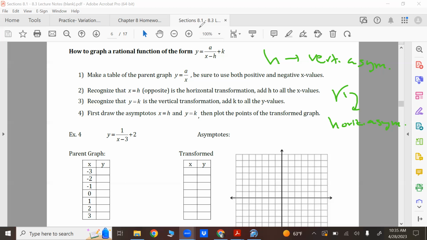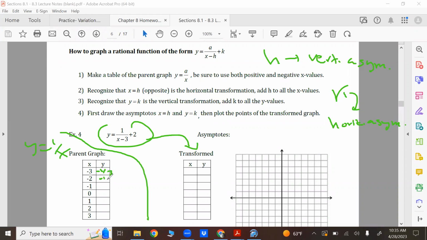So, all right. Here's another one, right? So let's plug in. The parent graph is this, y equals 1 over x. And the transformed graph is over here. The parent function is easy. For y equals 1 over x, you get negative 1/3, negative 1/2, negative 1, undefined, 1/2, 1/3. Okay.